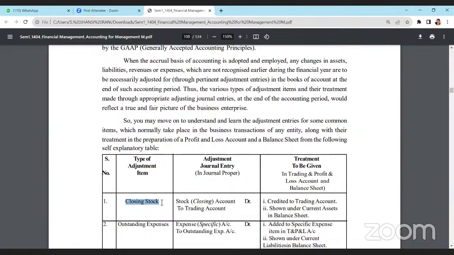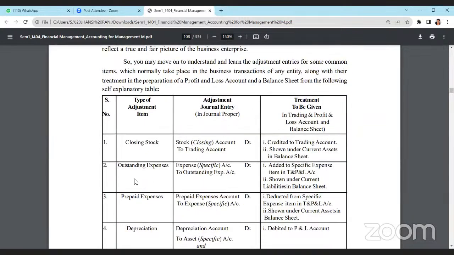Closing stock. First, we'll write in trading account credit side, because it is stock which is yet to be converted into sales. And the other one, it is an asset to us. So we write it in the balance sheet. So whenever closing stock is given in the adjustments, the one effect we write in trading account credit side, the other effect balance sheet asset side.